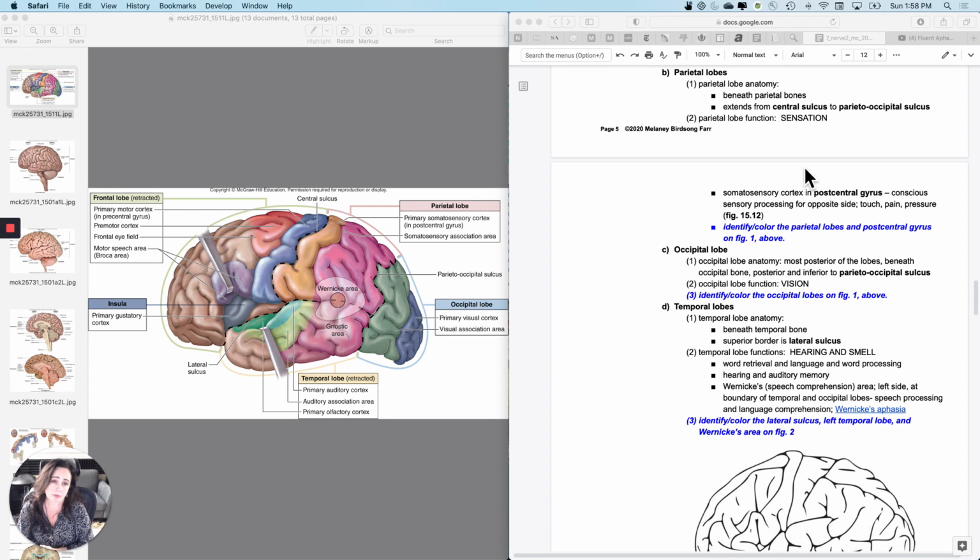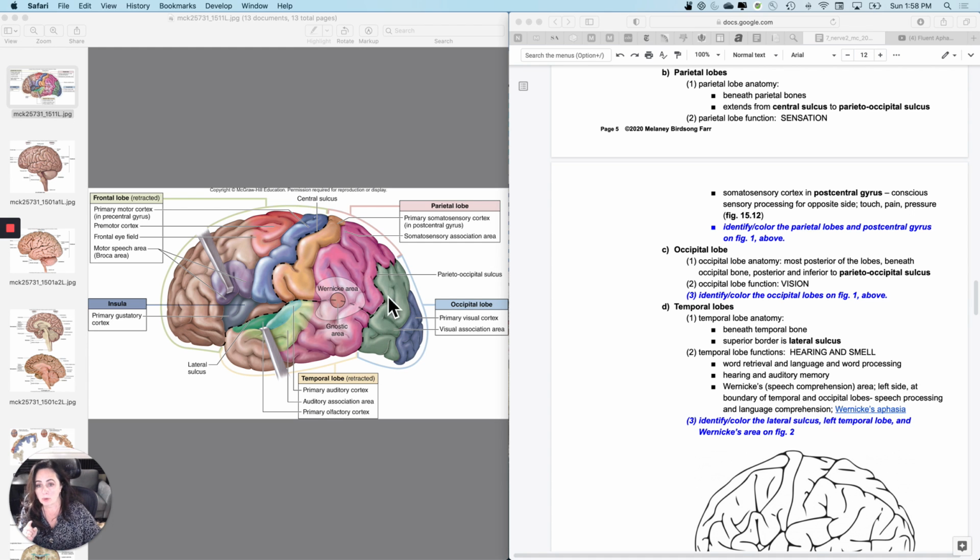Still talking about the cerebral cortex. Now we are moving on to what we call the parietal lobe, and mostly beneath your parietal bones. It extends from the central sulcus here, right, to the parieto-occipital sulcus, which is back here, which is just between the parietal and the occipital lobes. And this is the parietal lobe.